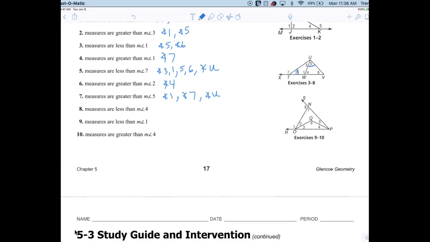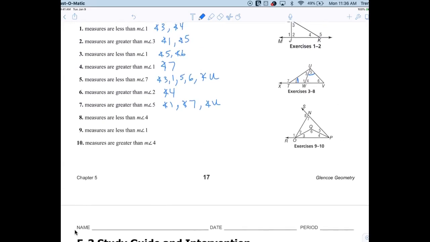All right, so number 8, here we go. Measures that are less than angle 4. So I'm going to highlight angle 4, and you tell me, could that be a remote interior angle, yes or no? No, it cannot be a remote interior. Does everybody agree? The reason why it's not a remote interior, once again, is because I don't have this extended out here, and I don't have that angle there. Does everybody agree? Yes. All right. So, Kian, the measures that are less than angle 4. Angle 2 and angle 3. Yes.